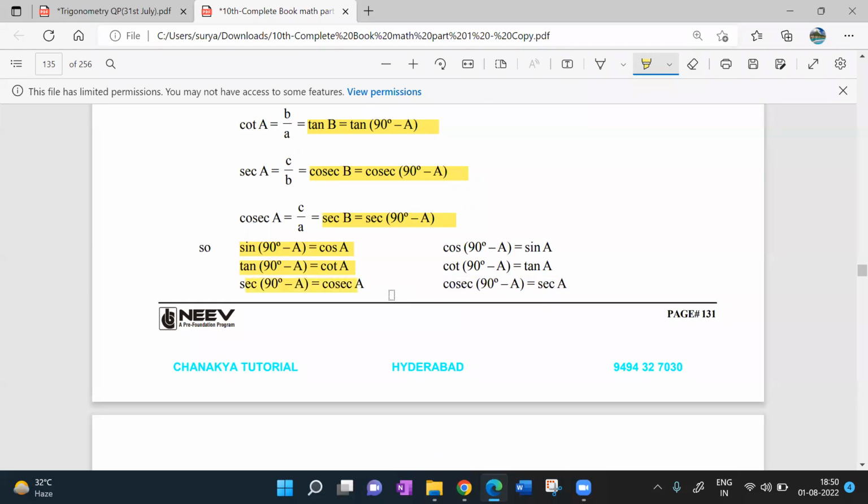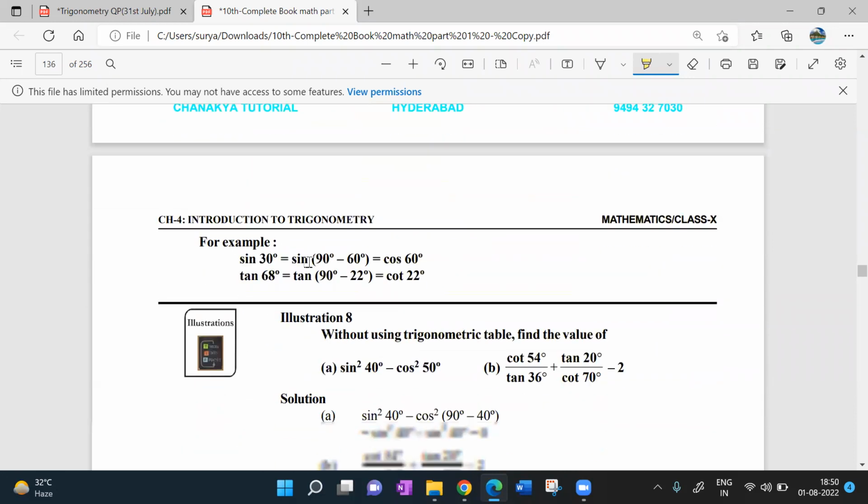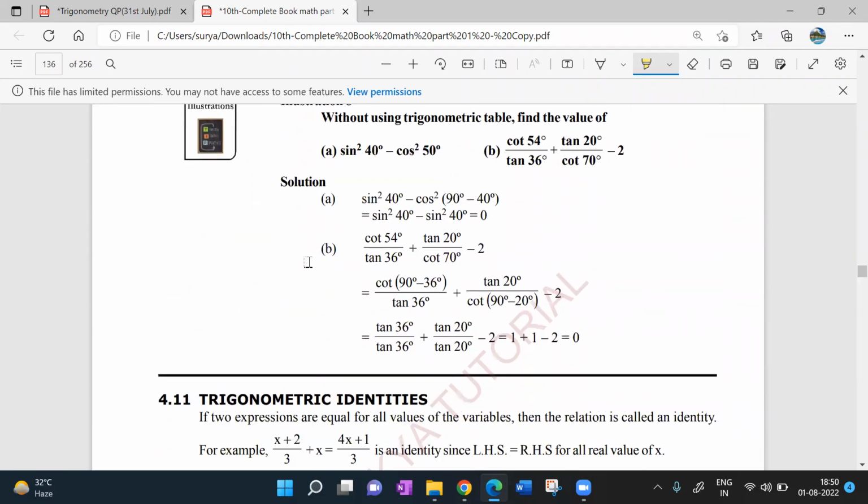Secant of 90 minus A is equal to cosec A. Cos of 90 minus A is sin A. Cot of 90 minus A is tan A. Cosec of 90 minus A is secant A. Any doubts? Using the quadrant system, very simple. Now we have done this actually.